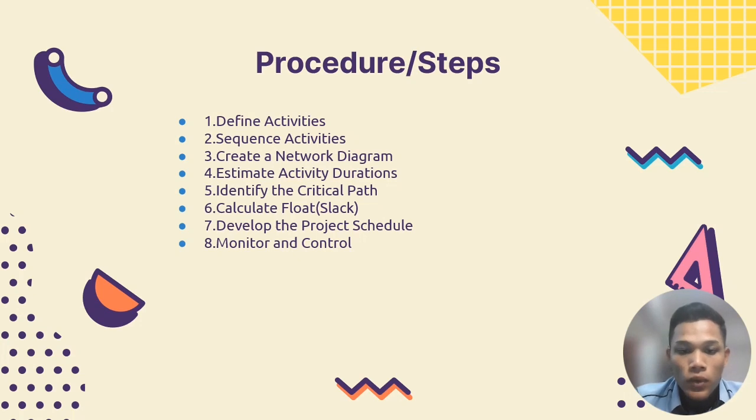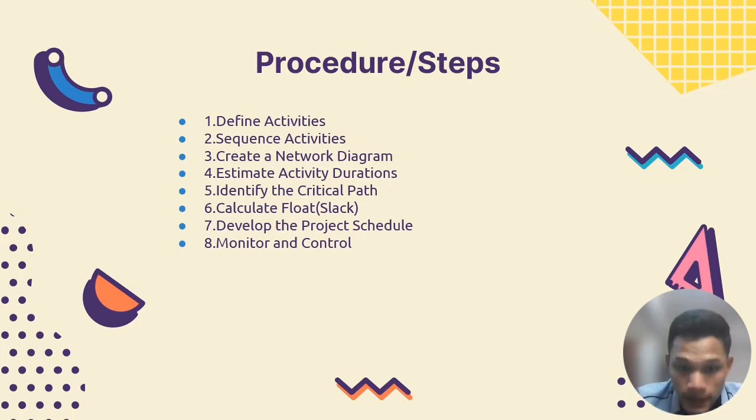Activities with zero float are on the critical path. Number five is develop the project schedule. Using the critical path and activity duration, create a project schedule. This will provide a timeline for the project, indicating the start and finish dates for activities.